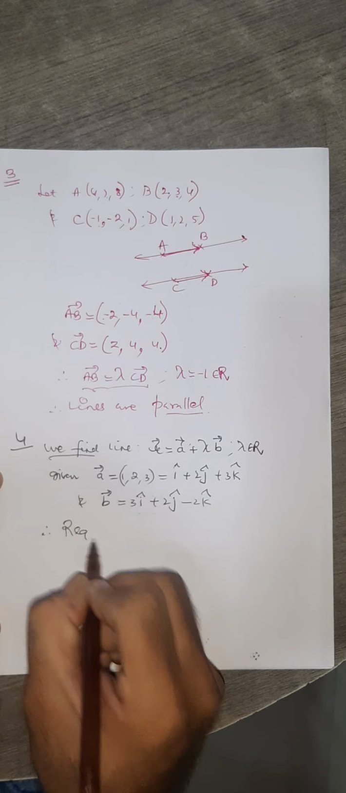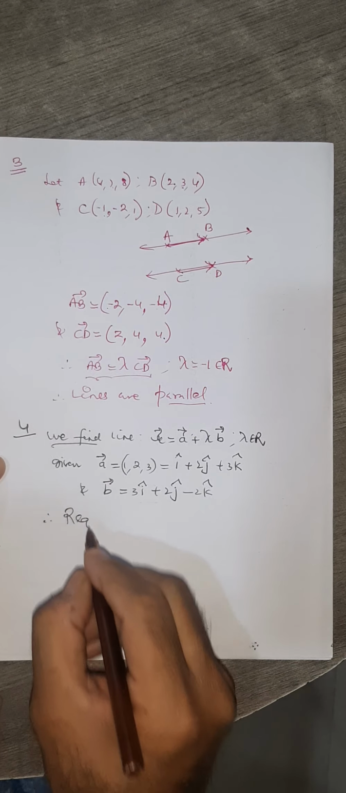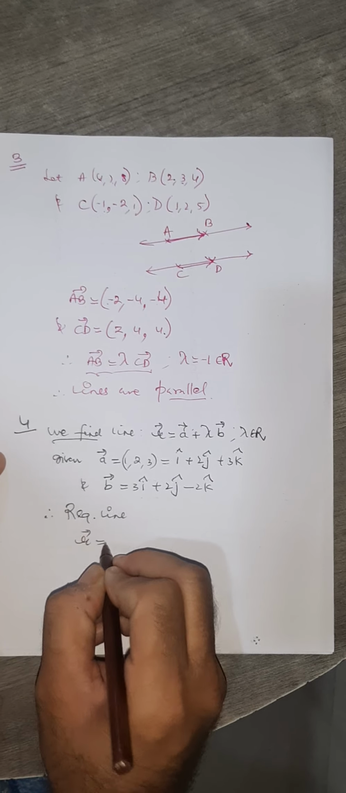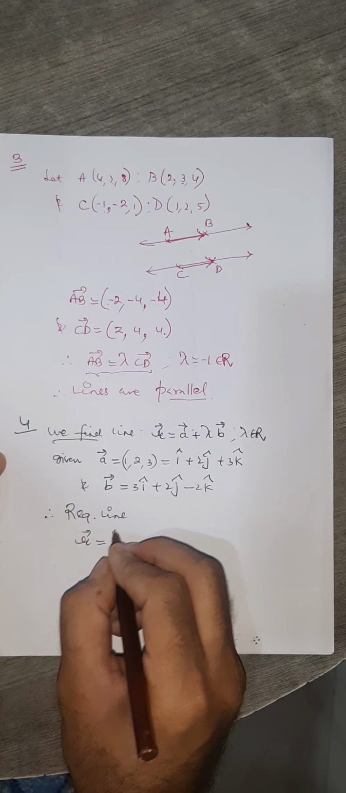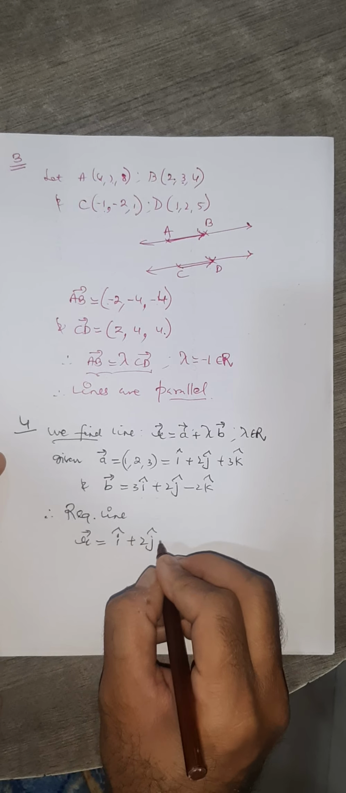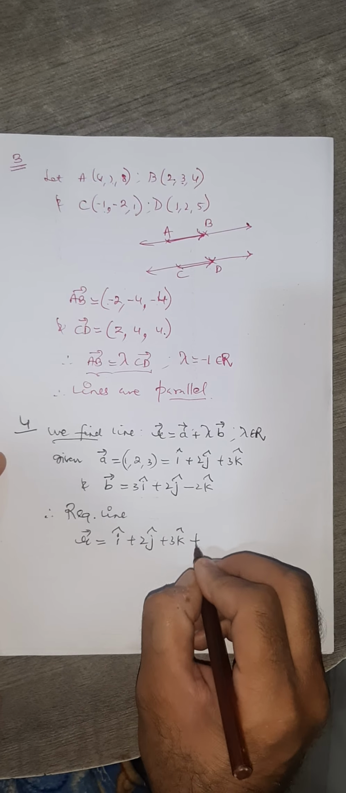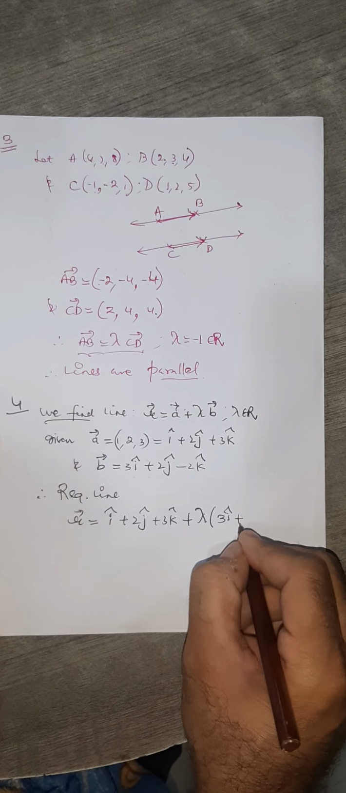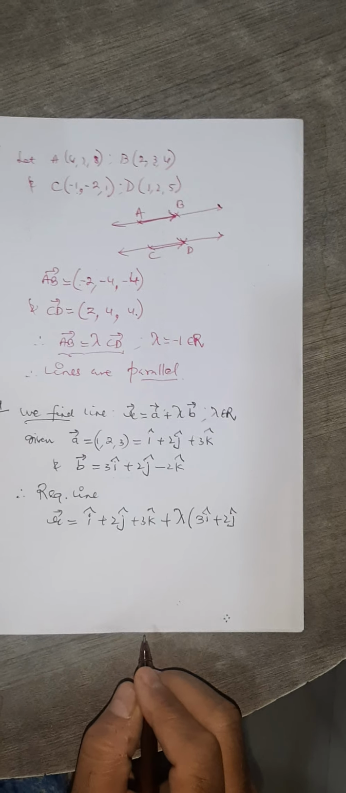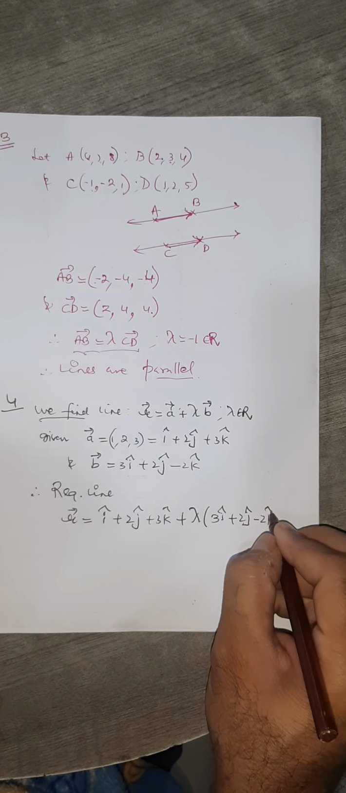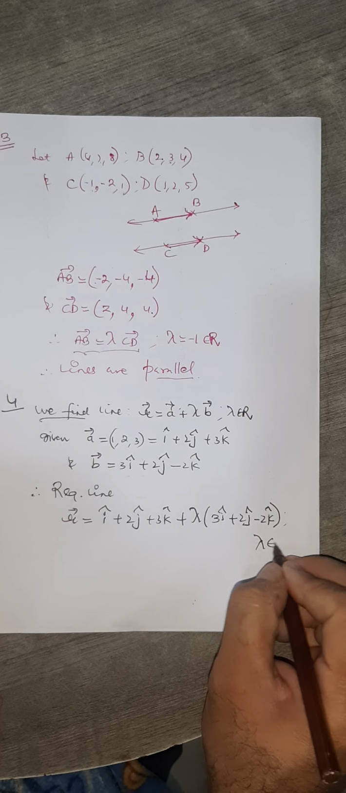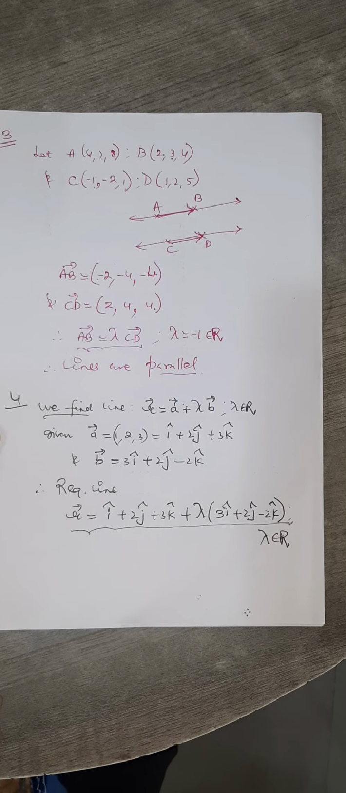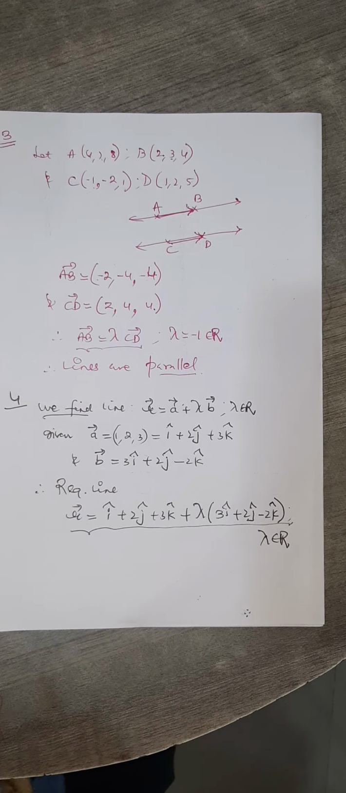So therefore the required line, in the vector form, is vector r equals the first fixed point i cap plus 2j cap plus 3k cap, plus scalar into the direction of the line, which is 3i cap plus 2j cap minus 2k cap, where lambda is a scalar, so lambda belongs to R. That's the required form. When nothing is given, you can just put it into the vector form.